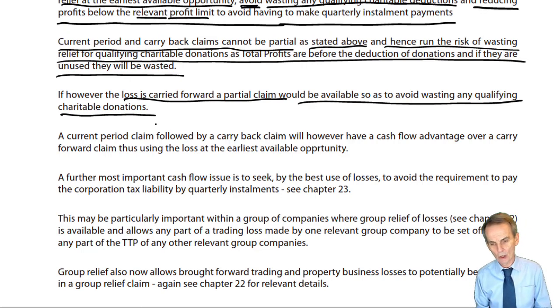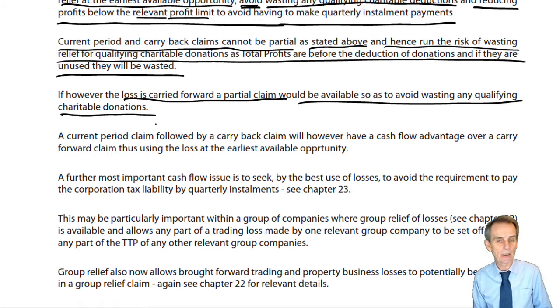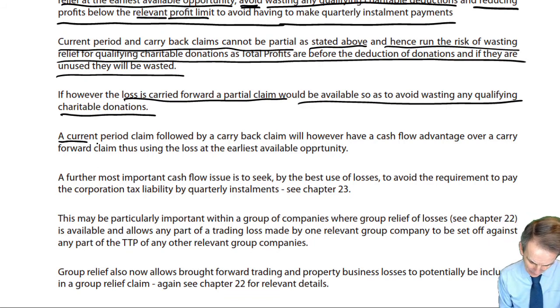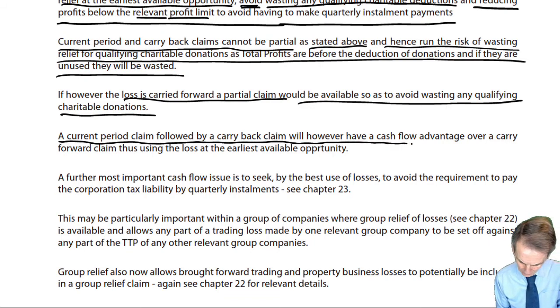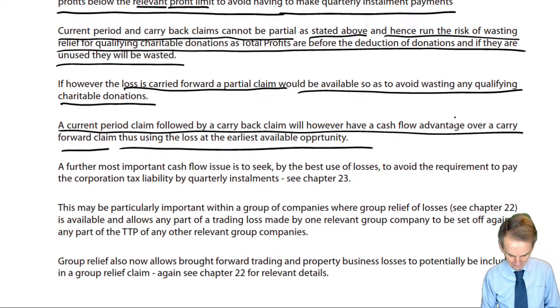So we can make partial claims to reduce the total profit down to a figure equal to the qualifying charitable donations, because any loss not used on that carry forward claim can be carried forward again. There is no time limit as regards the carry forward. We can continue to carry forward so long as the business continues to trade. Okay. A current period claim, as we've said, followed by a carry back claim, will however have the cash flow advantage over the carry forward claim, thus using the loss at the earliest available opportunity there.